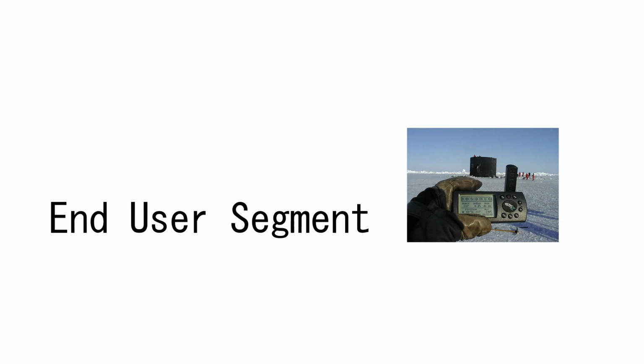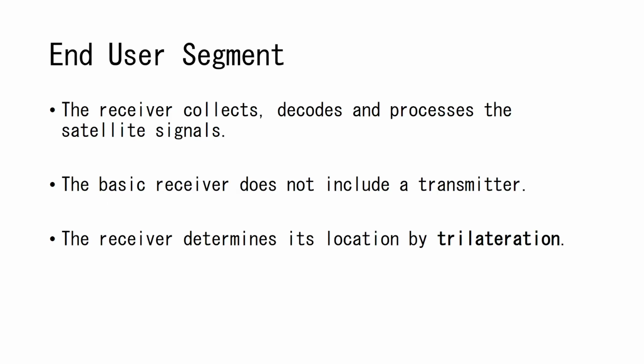The third part of the GPS system is the end user segment. This is the part that we're most concerned with because it's the part we interact with as we're trying to actually use the GPS system to be able to calculate our position. So what does the end user segment determine?